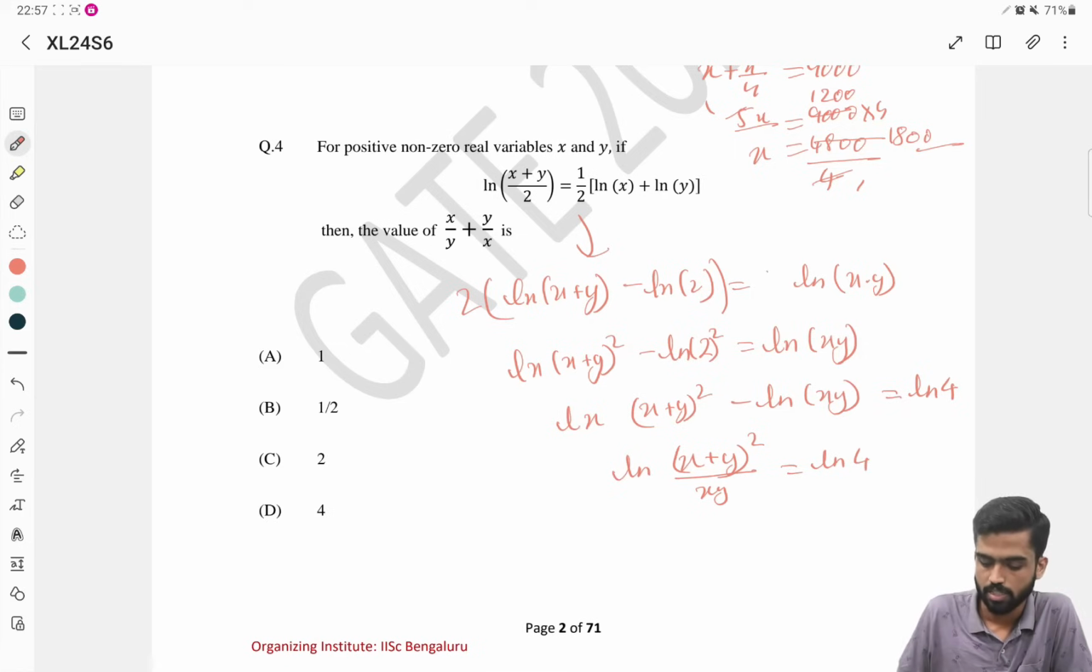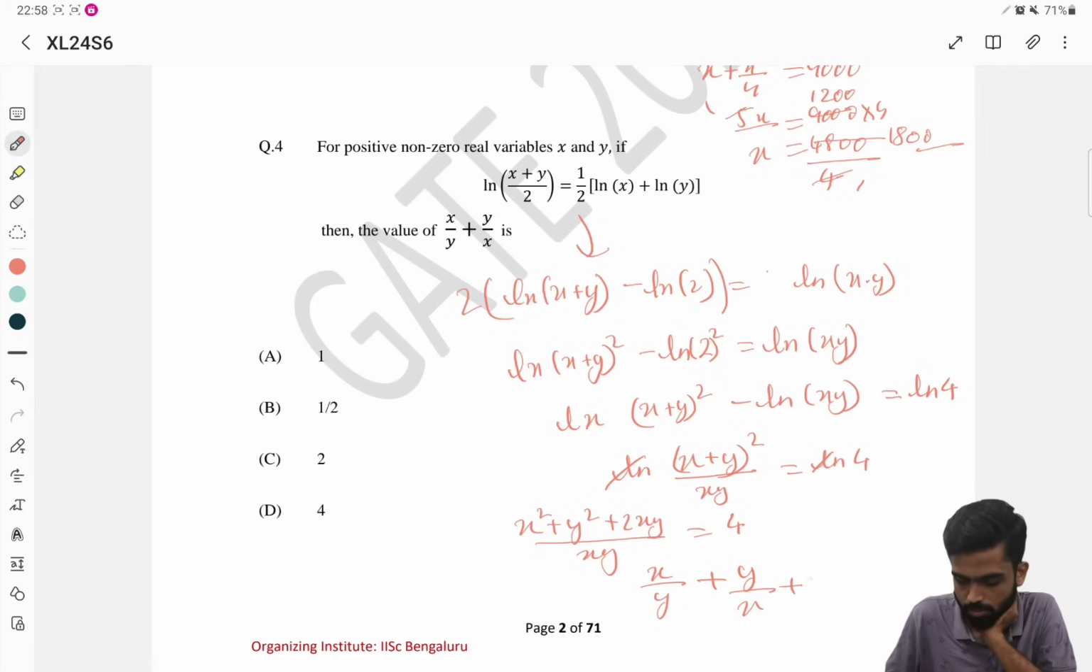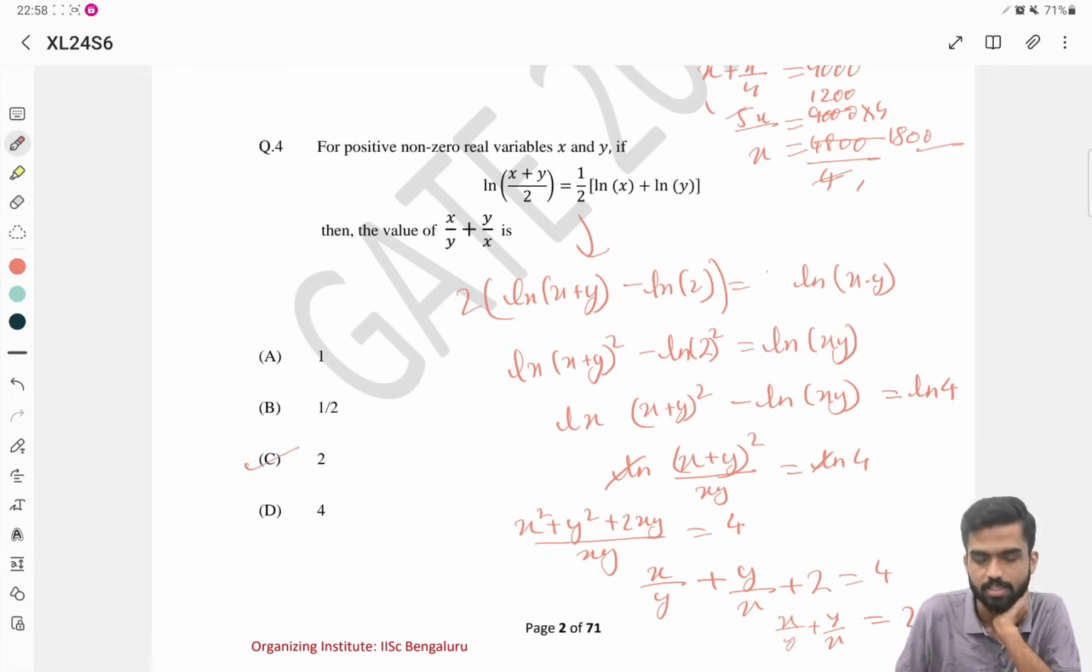So now we know that we can just remove the ln, and (x plus y) whole square by xy equals 4. This makes our task easier. This can be written as x square plus y square plus 2xy by xy equals 4. So x square by xy, x cancelled, will remain x by y. Similarly we can write y by x plus 2xy by xy will give us 2 equals 4. So in the very end, x by y plus y by x equals 4 minus 2, 2. 2 is our answer. Next question.